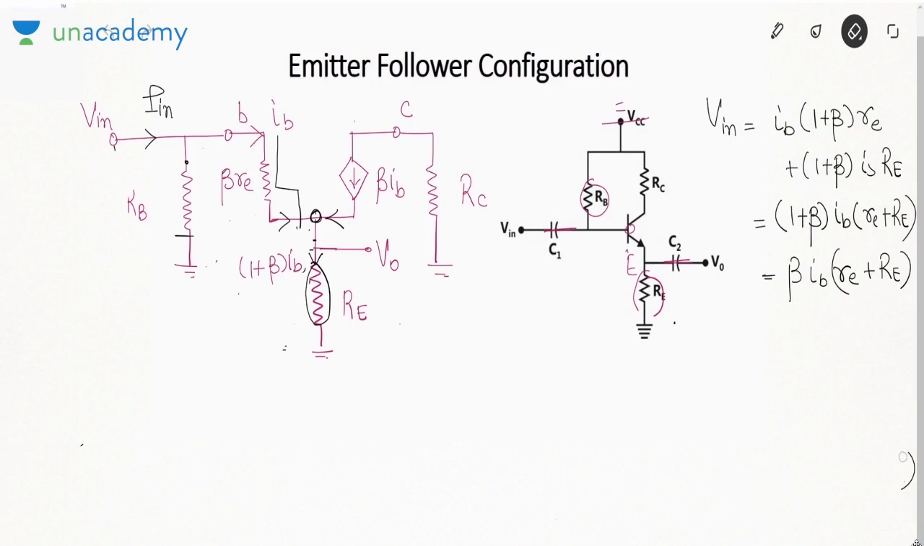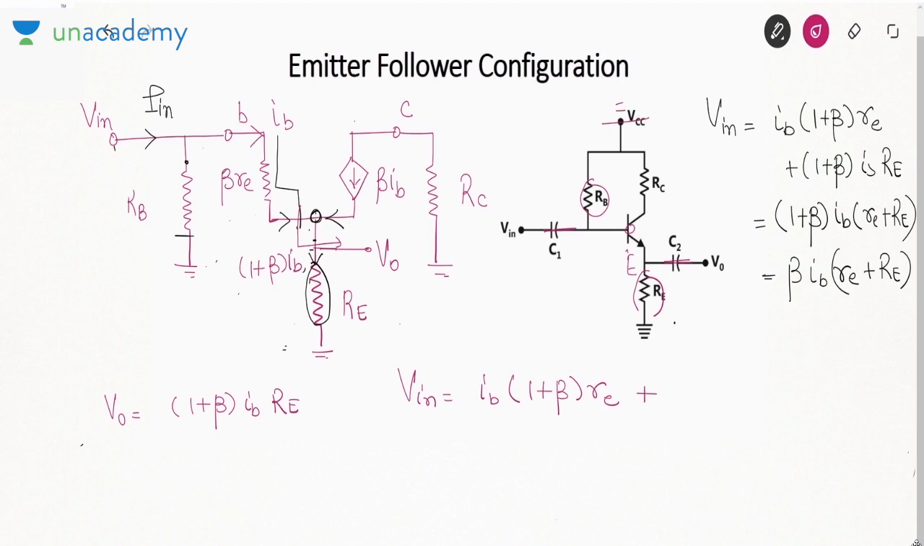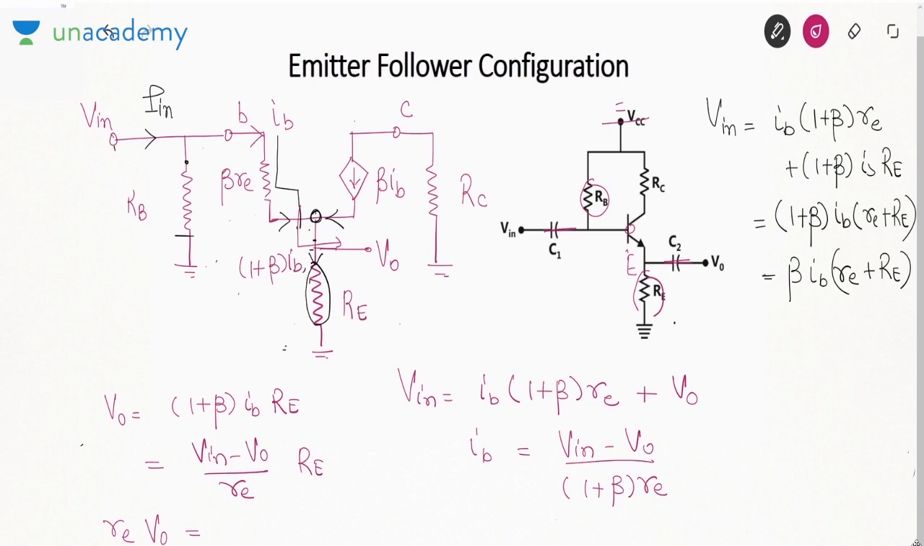Now if you want to find out the voltage gain, V naught is (1 plus beta) IB into RE. But I want to find out IB in terms of V in. So again I'll apply KVL like this. So I'll say V in is IB into (1 plus beta) re, plus V naught. That means IB is (V in minus V naught) by (1 plus beta) re. If you substitute this value here, (1 plus beta) IB will become (V in minus V naught) by small re, into capital RE. That means re V naught equals capital RE V in minus capital RE V naught.